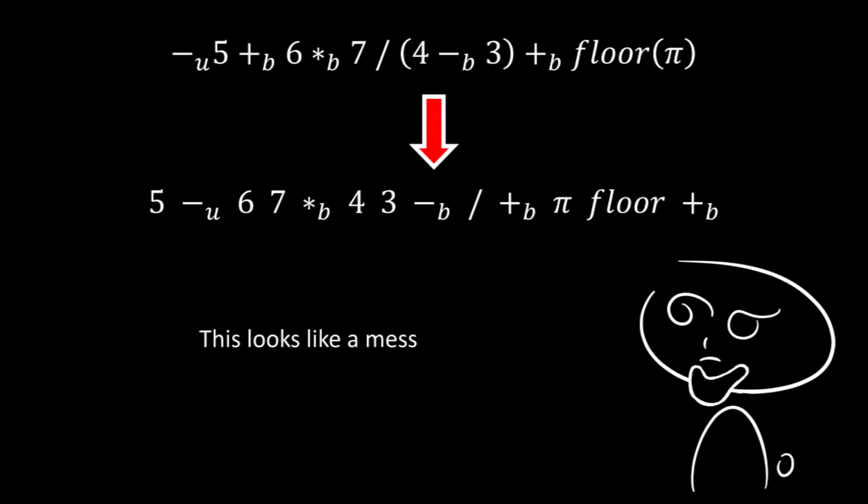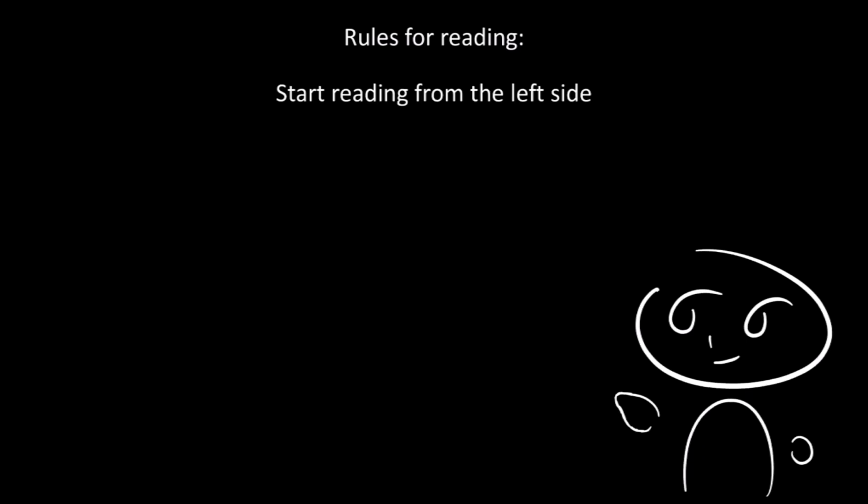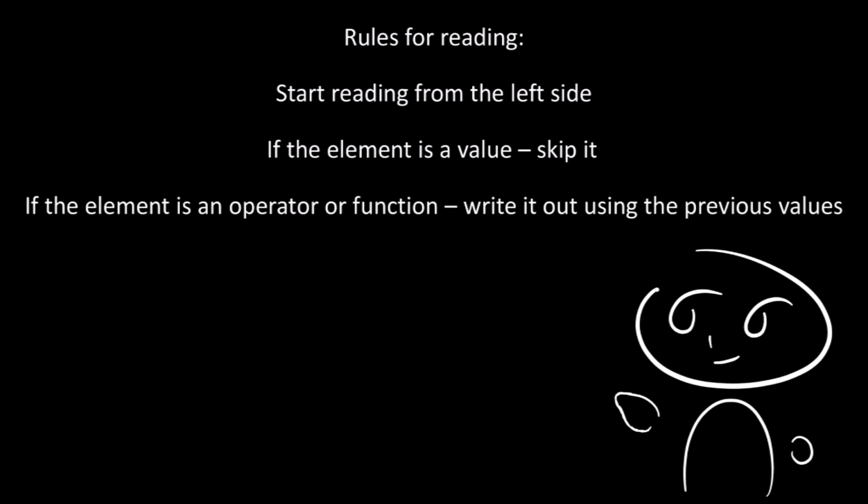Now, you would be forgiven for thinking this looks like a mess, as it's not easy to read. How then are we meant to read this? There are a few rules for reading reverse Polish notation. First, we start reading from the left side. If we come across a value, then we skip it. However, if we come across an operator or a function, then we must write it out using the previous values that we skipped over.